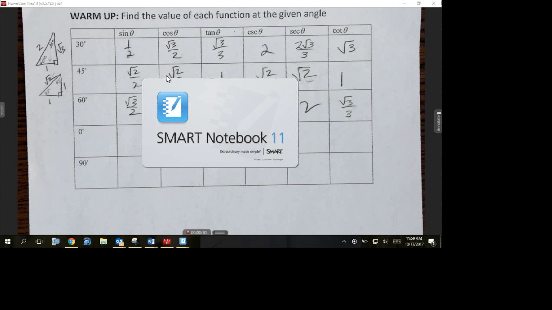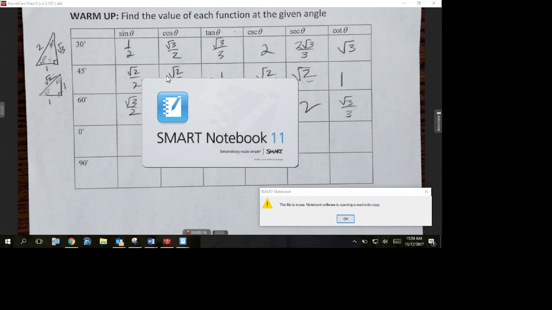We're going to start doing the unit circle. Does everybody remember why it's called the unit circle? You know, Vinny? The radius is 1 unit. Right? 1 unit. So it's called the unit circle.